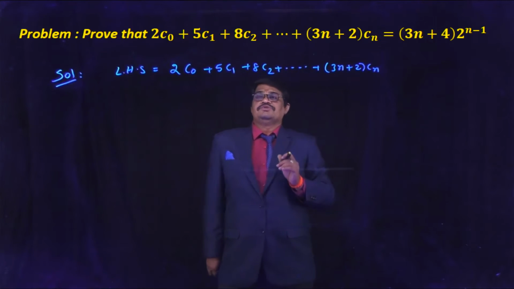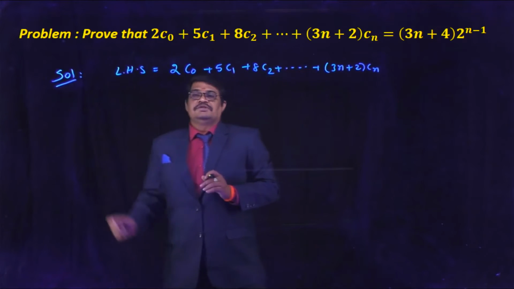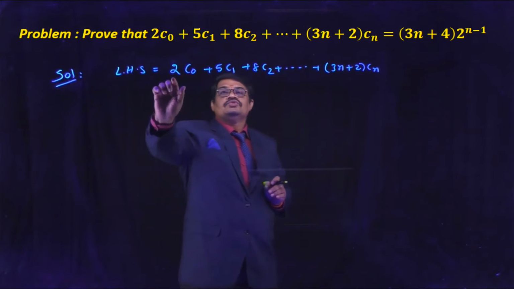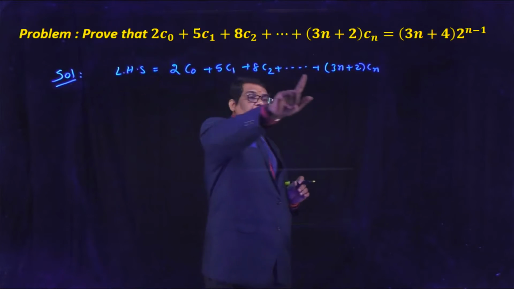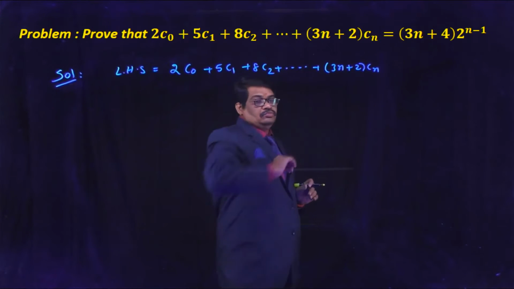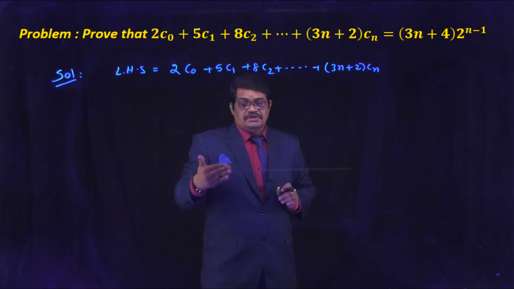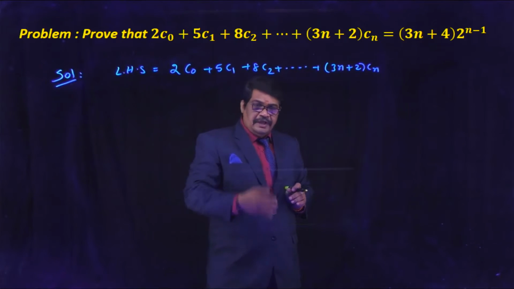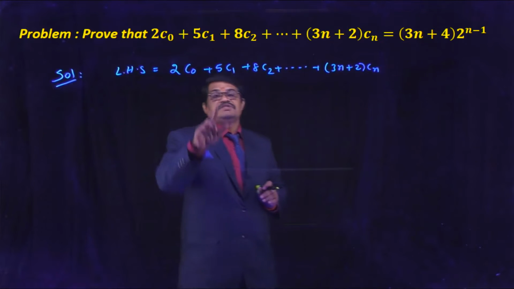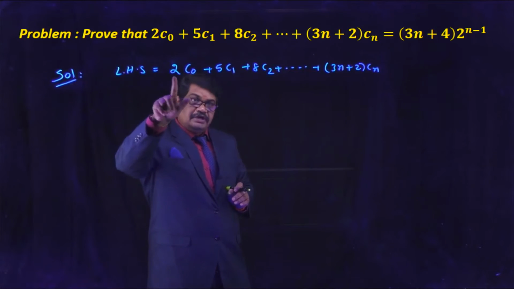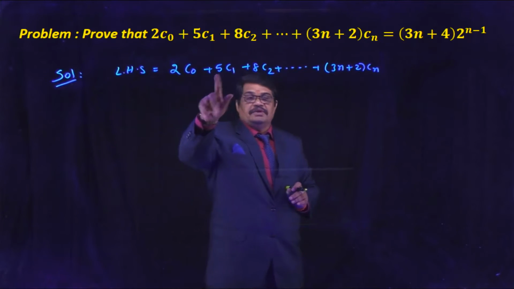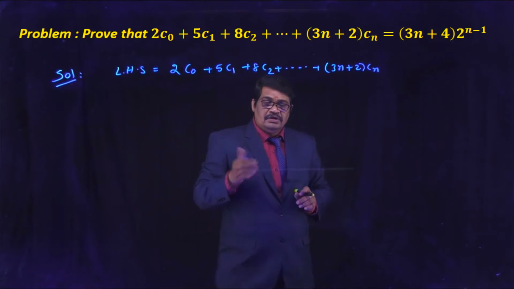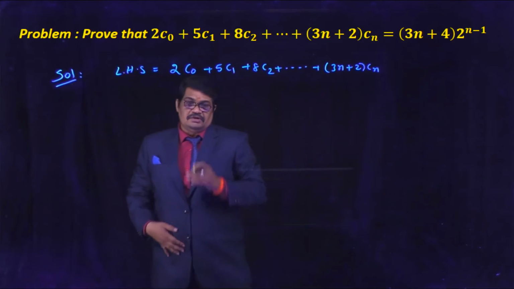Here we are observing these coefficients 2, 5, 8 and so on, 3n plus 2. These are the terms in AP. So what is the common difference? 5 minus 2, that is 3, 8 minus 5, that is 3 and so on.